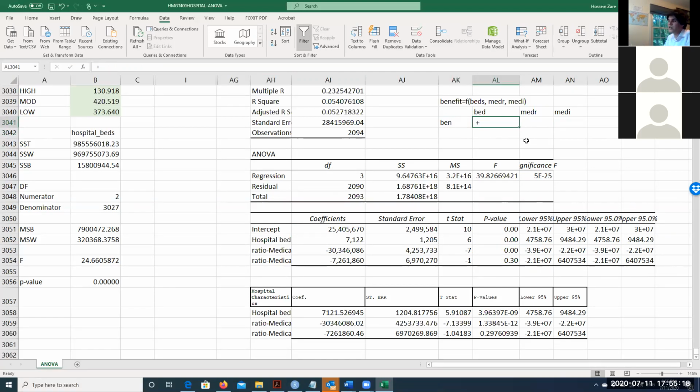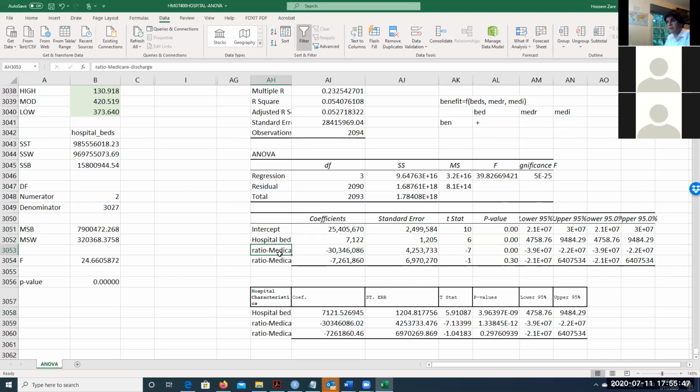The positive sign is this one. It means with a 1 unit increase in hospital beds, you expect $7,000 in benefit to the hospital. And this is significant, right? The p-value is less than 0.05. A bigger hospital has a higher benefit.